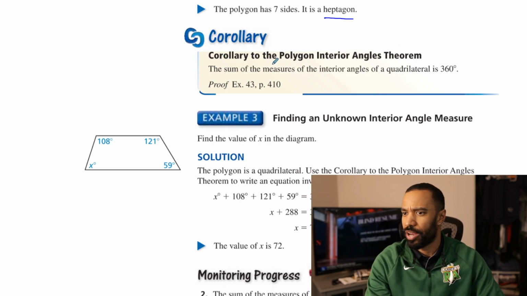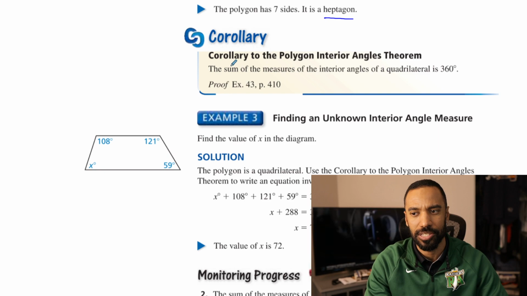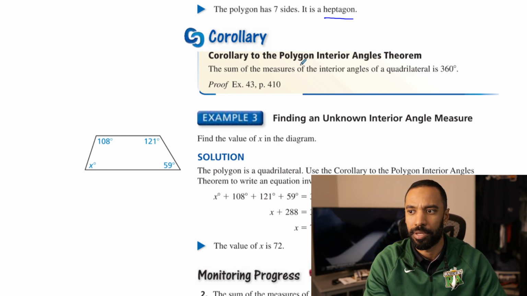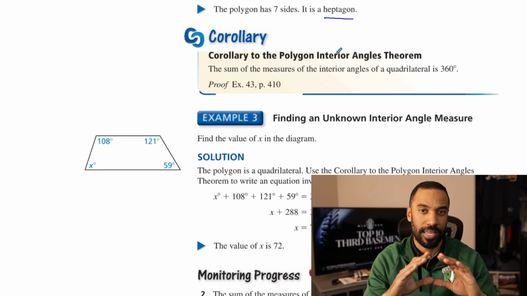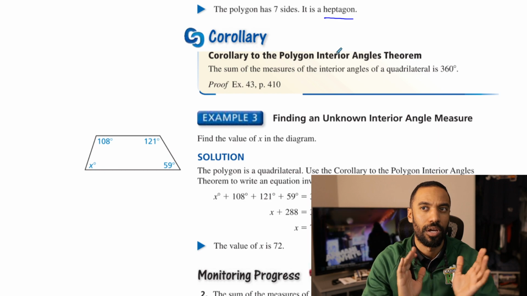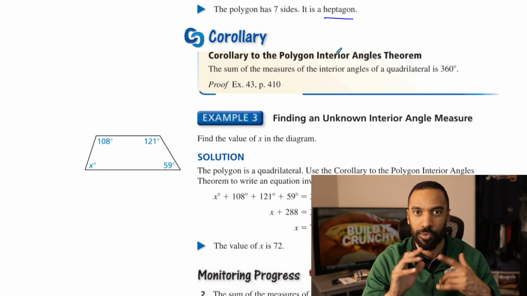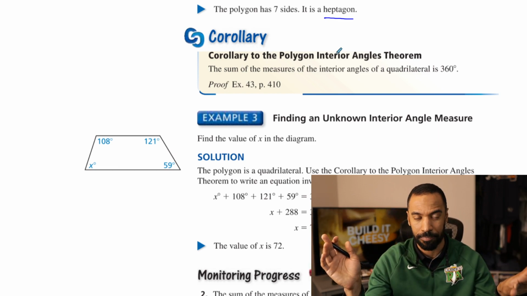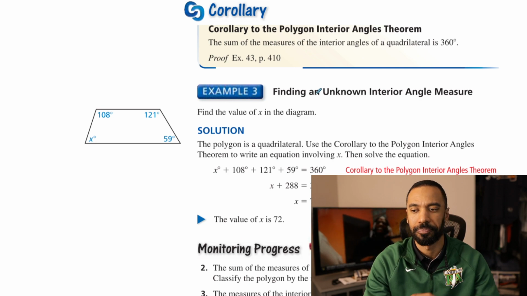Corollary to the polygon interior angles theorem: the sum of the measures of the interior angles of a quadrilateral is 360 degrees. So a corollary is basically an extension of the interior angles theorem to the next basic one. We know triangles add to 180, and the next one up, quadrilaterals, add to 360. That's a big one to know, especially for this chapter. But it makes sense because a square has 4 90-degree angles, but all of them have a 360 degree sum, even if they're not all 90 degrees each.